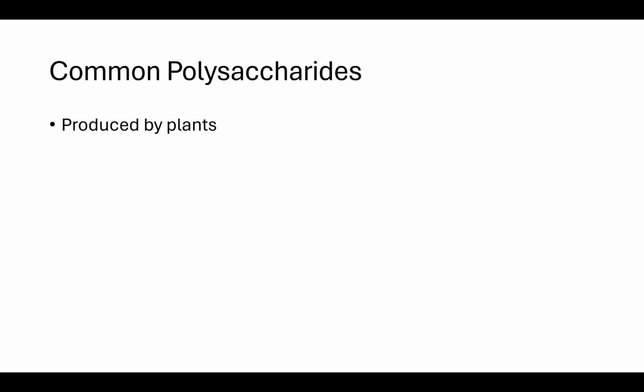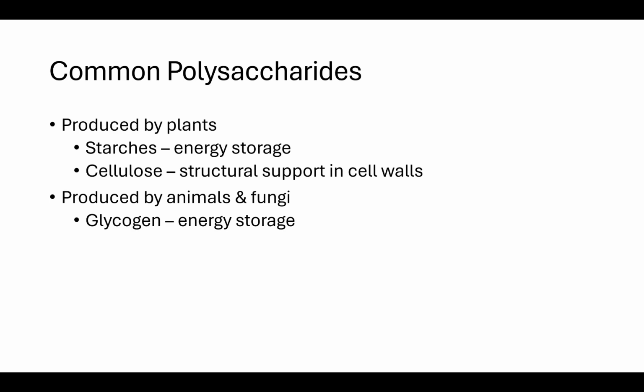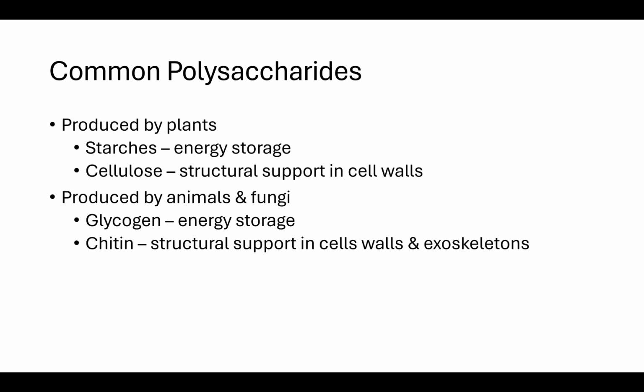So just some common polysaccharides. Ones that are produced by and found in plants are going to be starches like the amylose and amylopectin on the previous slide. These primarily act as a source of energy and a form of energy storage, whereas cellulose, which is also produced in plants, is a structural support that's found in cell walls, and it makes those cell walls stiff and able to help support the body of the plant. Those that are produced in other organisms like animals and fungi are glycogen, which is the primary form of energy storage in animal cells, and then chitin, which is found in fungi in their cell walls and in the exoskeletons of animals. It's also going to be a structural support molecule.